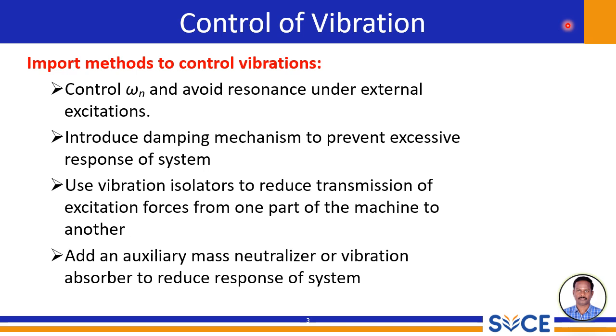We are talking about some important methods to control vibration. First, we control the natural frequency and avoid resonance under external excitation. Resonance occurs when the frequency of an external excitation matches the natural frequency, leading to large amplitude vibration. So, controlling natural frequency, essentially tuning the system, is crucial to avoid resonance. This might involve changing the stiffness or mass of the system.